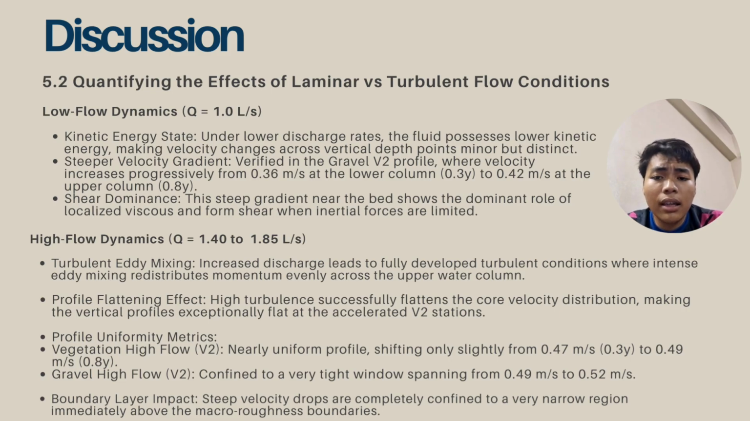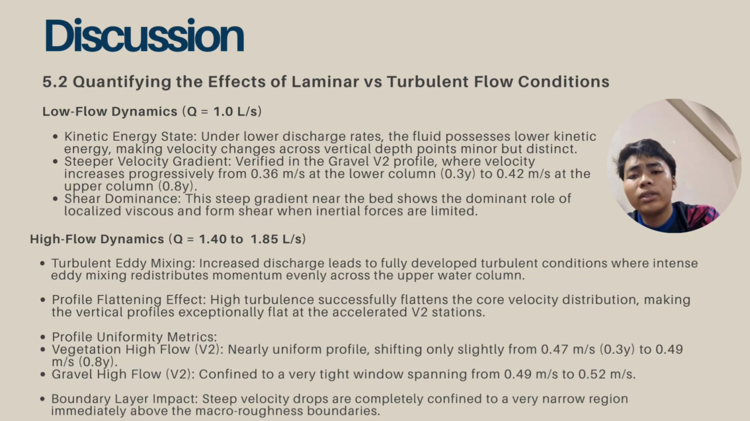For instance, in our gravel V2 profile, we see a steeper velocity gradient near the bed, with velocity climbing progressively from 0.36 meter per second at the lower column to 0.42 meter per second at the surface. These steep gradients show us the localized viscous and form shear play a dominant role when inertial forces are limited.